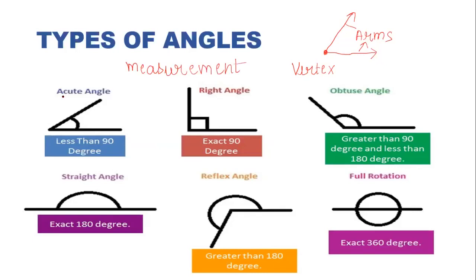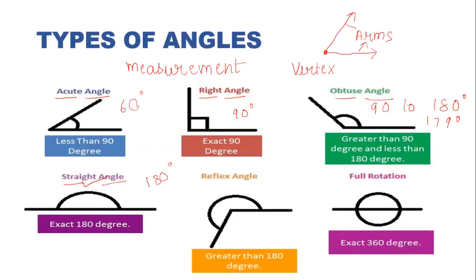First, जो सबसे small होता है, that is acute angle. An angle which is less than 90 degrees. 60-degree angle is an acute angle. An angle which lies between 90 to 180 degrees, if an angle measures 179 degrees, then it is called obtuse angle. But if it measures 180 degrees, then it is called a straight angle.